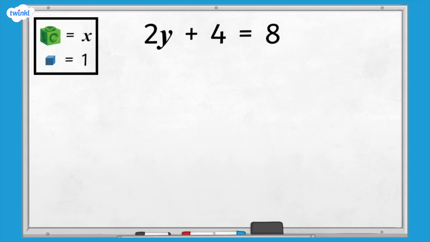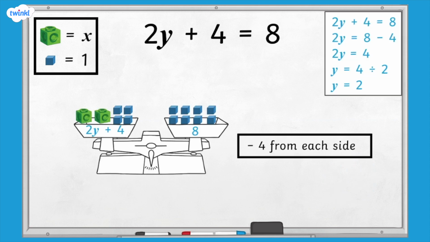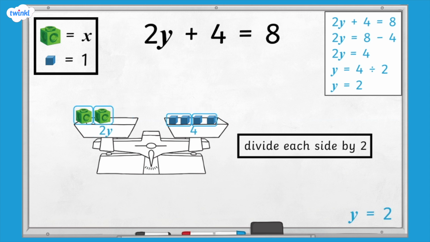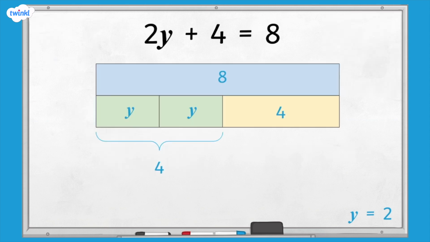Did you work out that the value of y was 2? If you have used a balance scale, you will see we have taken away 4 from each side in the first step, and now divided both sides by 2 in the second. If you have produced a bar model, it should have looked like this. Well done!